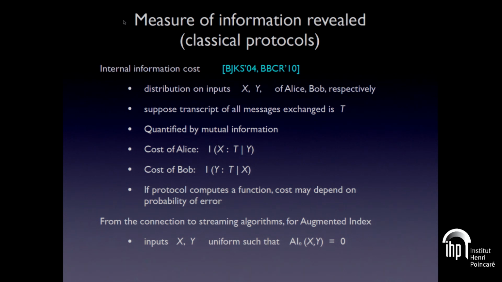Now, these two quantities would, of course, depend on the probability of error that the protocol makes. And we won't dwell too much on this. For the rest of the talk, we'll assume that, at least for the results that are presented, the probability of error is fixed to 1/3 for Boolean functions.